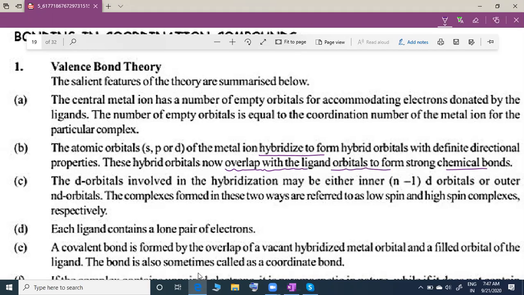The d orbitals involved in hybridization, n minus 1 d orbitals, we call inner n minus 1 d orbitals, or outer n d orbitals. The complexes formed in these two ways are referred to as low spin and high spin complexes. Low spin meaning, I will explain that point right now.